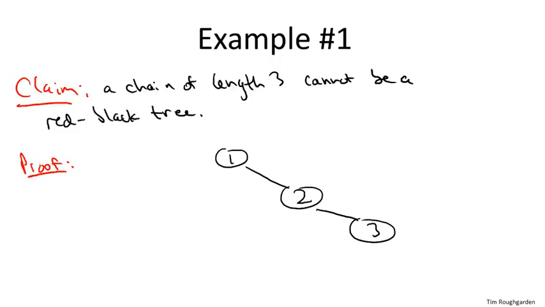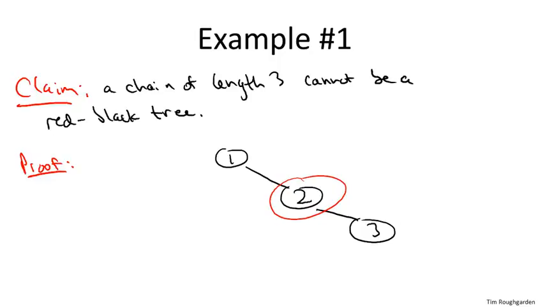Just to give one example, suppose that we colored the node 2 red, and 1 and 3 are black. The claim is invariant 4 is then broken. And invariant 4 is going to be broken no matter how we try and color 2 and 3 red and black. What does invariant 4 say?